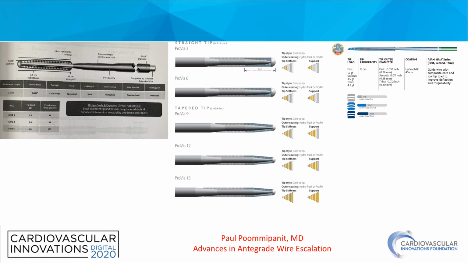This third category of wires I call the steerable wires. These are typically tapered tip hydrophilic wires of increasing stiffness with additional technology to improve steerability and torqueability. These are typically wires that are used to cross into the true lumen. I don't think there's much room in the hybrid algorithm for most of these wires, although I've seen a lot of operators use these wires with a reasonable amount of success.